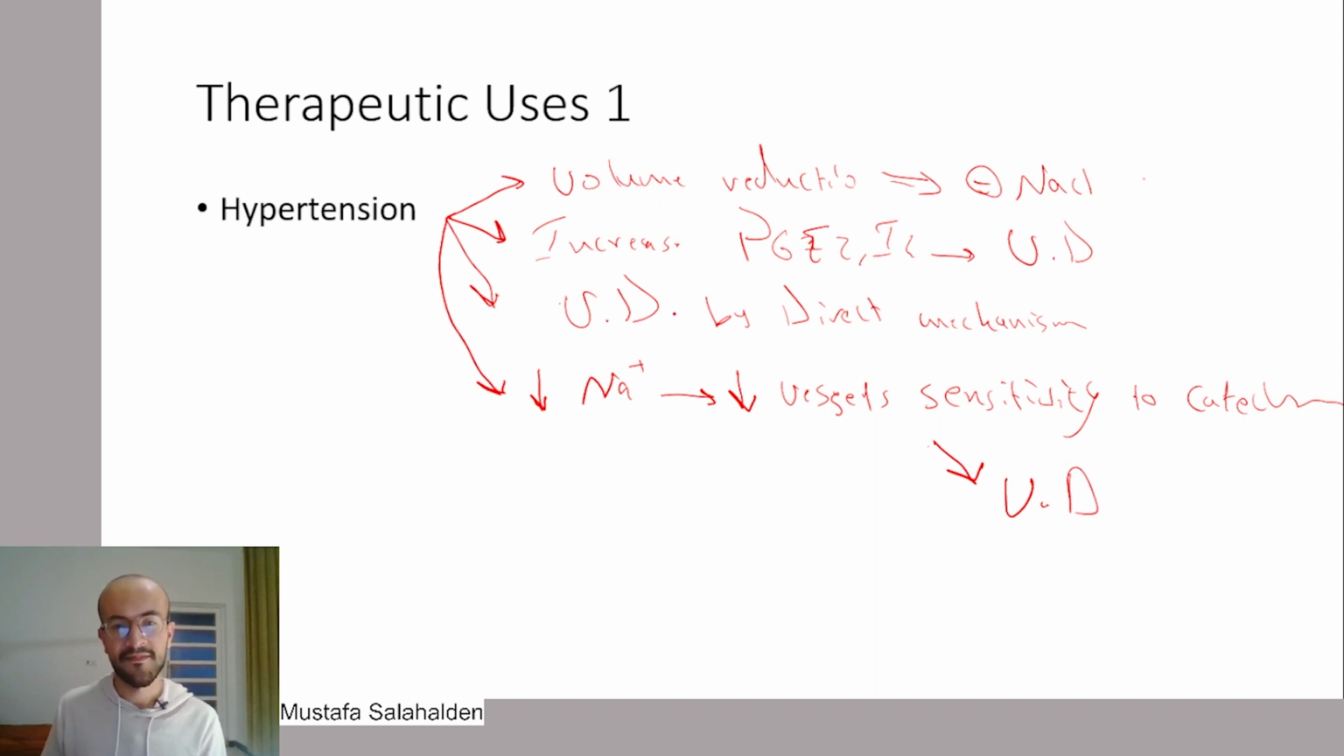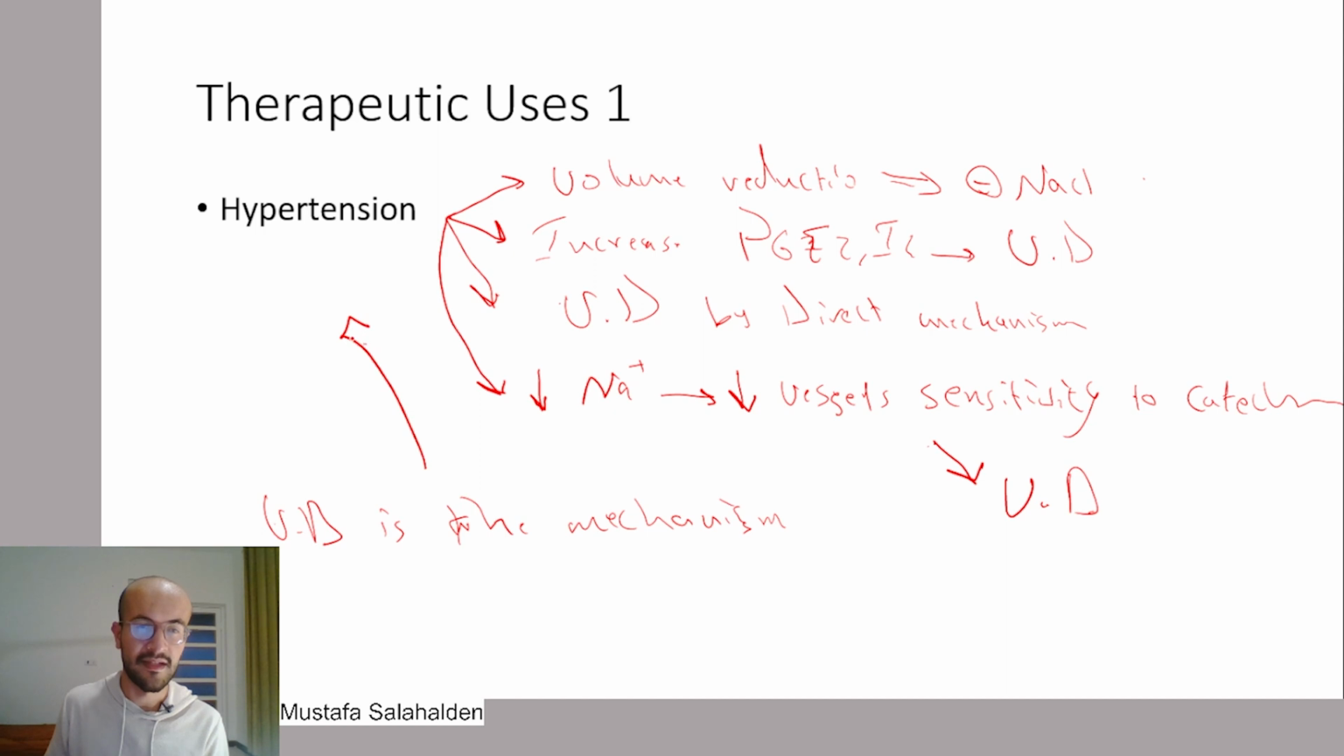So: volume reduction; vasodilatation because of the increase of prostaglandin E2 and I2; vasodilatation because of the direct mechanism; and decreasing sodium, which would make vessels less sensitive to catecholamines and also give us vasodilatation. And vasodilatation is the main mechanism by which the thiazides would relieve hypertension.